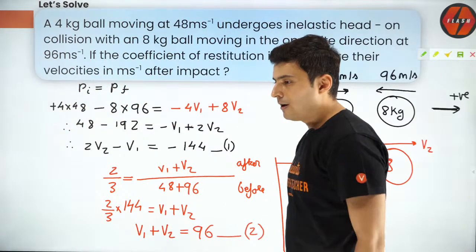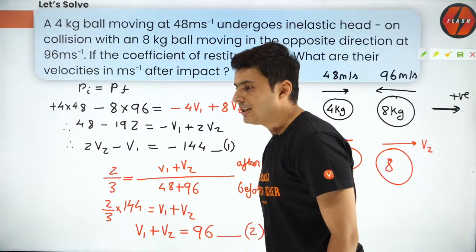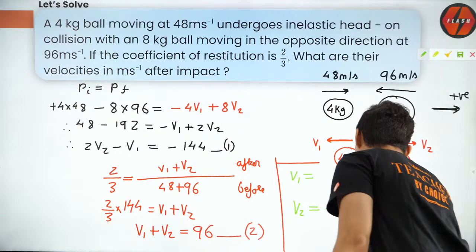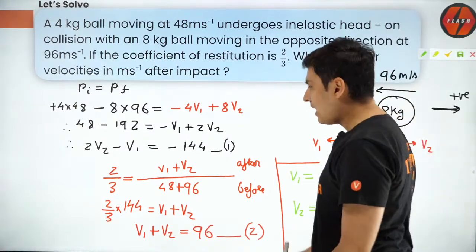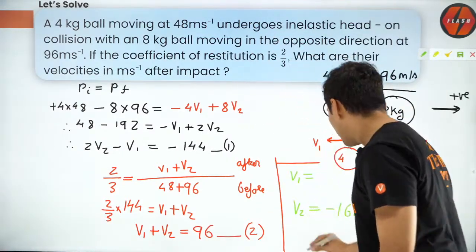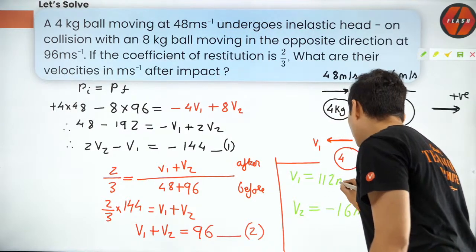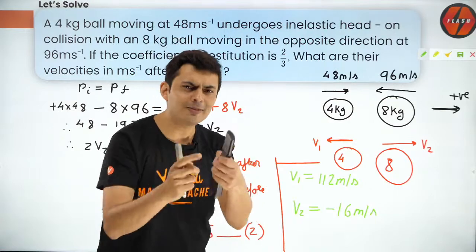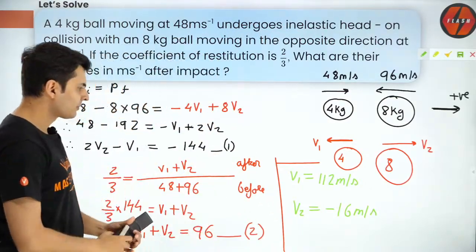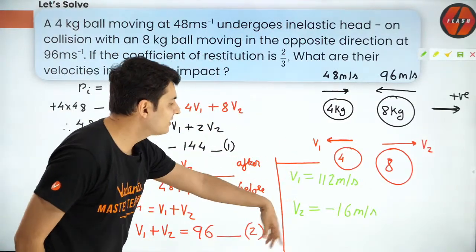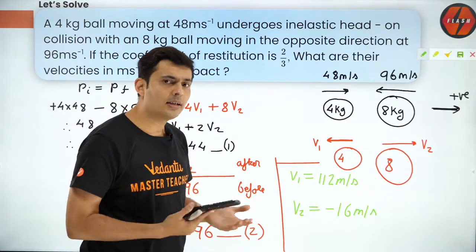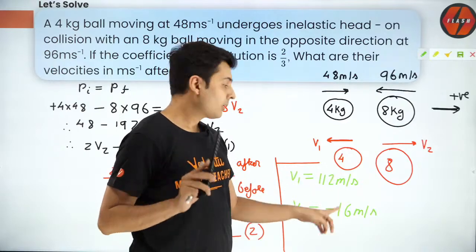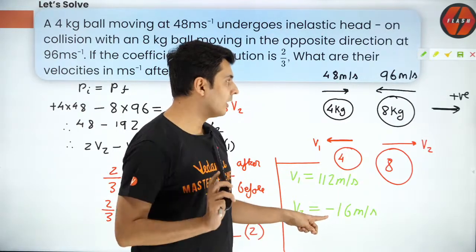Yes, correct. So V2 comes out as minus 16 and V1 comes out. Check it out. Is it coming out as 112 meters per second? Very good. You guys are very fast. Yeah, congratulations. Now, what does this data tell me? What does it tell me? V1's direction is correct, but V2's direction is wrong.